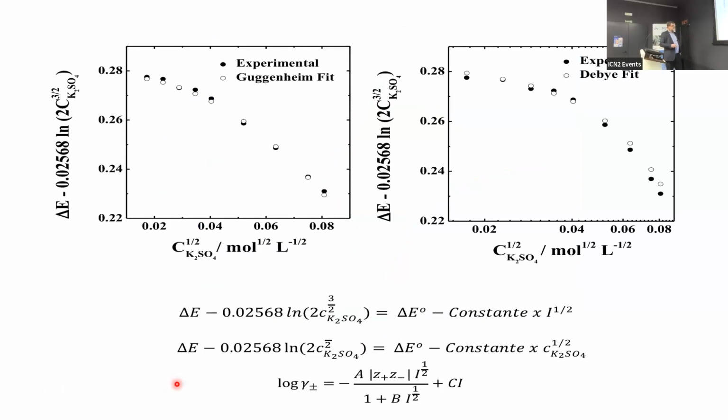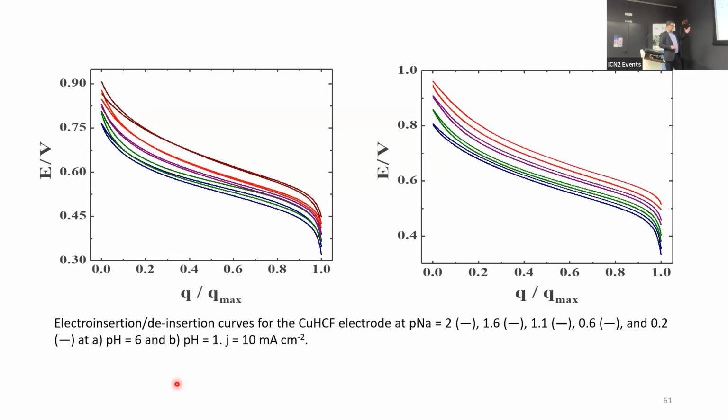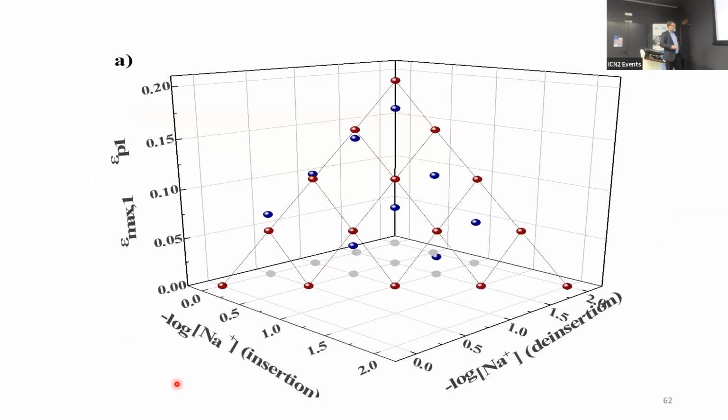We have used Debye-Hückel and extended Debye-Hückel to determine the activity for this solution. And because of this, it is possible to determine the maximum energy harvested after the electrochemical cycle. These are the chronopotentiometric curves, and the efficiency of this material from experimental and thermodynamic prediction.